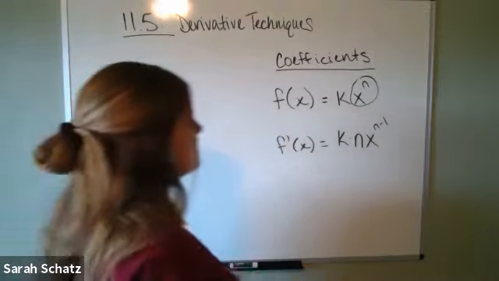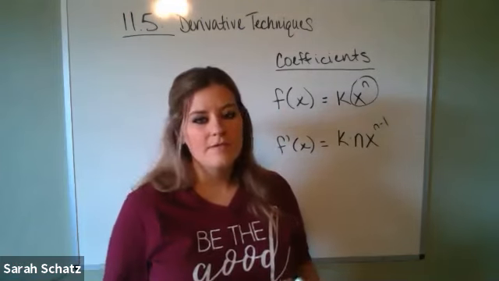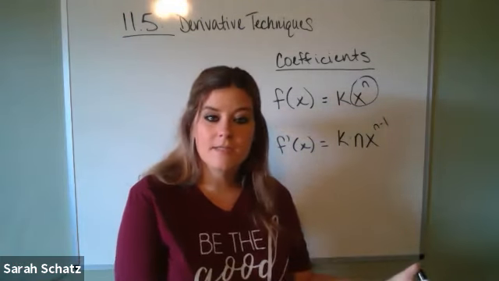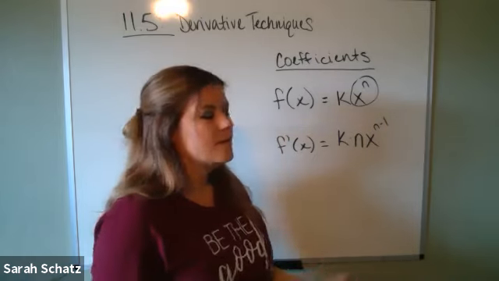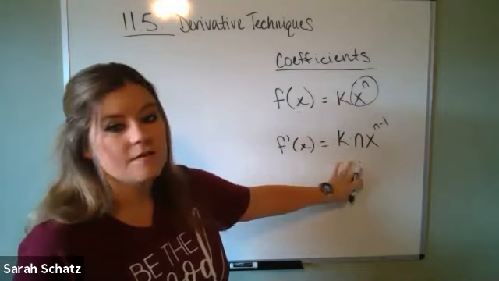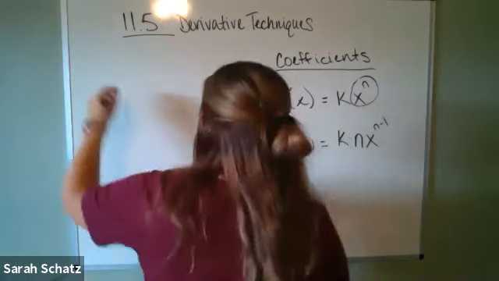But yeah, that is one thing. When you see a regular number, you have to know, is this a constant in this situation? Is it going to go to 0 when I take the derivative? Or is it a coefficient? Because if it is a coefficient, it's not just going to turn into 0. So let me show you an example.